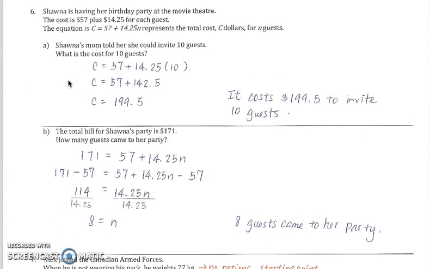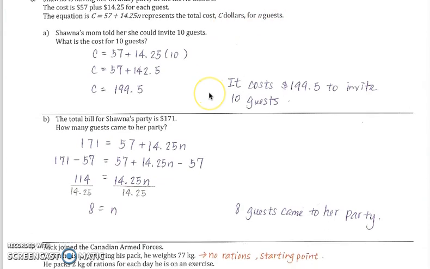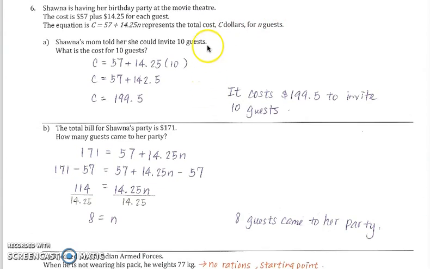6. Shauna is having a birthday party at the movie theater. The cost is $57 plus $14.25 for each guest. The equation C equals 57 plus 14.25n represents the total cost C dollars for n guests. A. Shauna's mom told her she could invite 10 guests. What is the cost for 10 guests? In that equation, n represents the number of guests. So to calculate the cost C, we're going to replace n with 10.